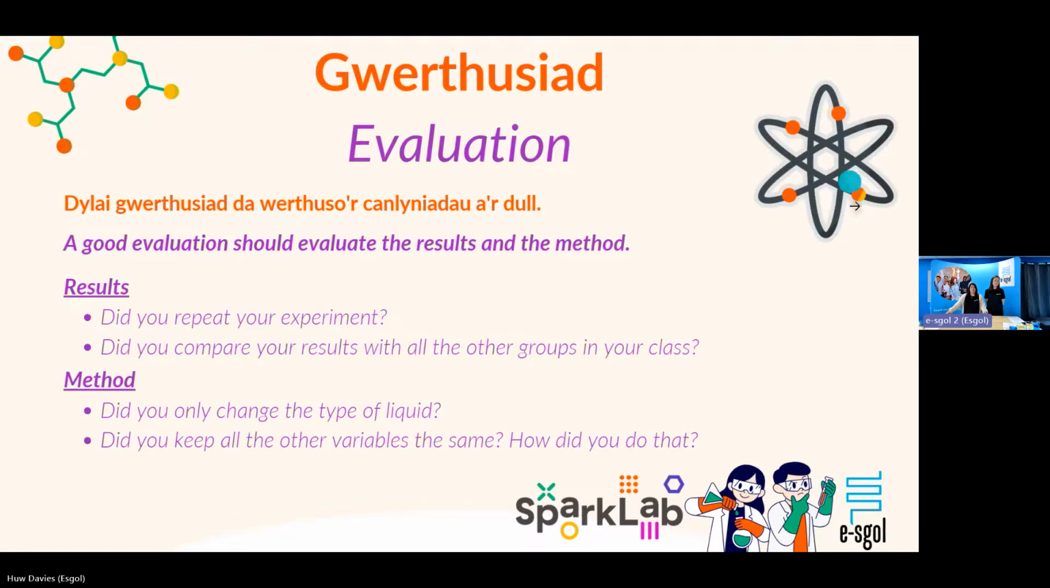And then our method. This is really important. It's a very, very important thing to evaluate. Remember we said at the start about those variables, things that can change during an experiment. Well, we only want to change one thing, and that was the type of liquid. And the biggest evaluation point is, did we do that? Did we only change the type of liquid? Or did we accidentally change some of the other things without realizing it? So for instance, did we put too much of one liquid in or not enough of another? Also, all the other variables, did we keep them all the same, and how did we do that? Okay, so we'll go through what a good evaluation will look like in just a moment.